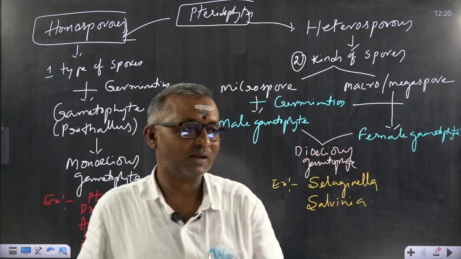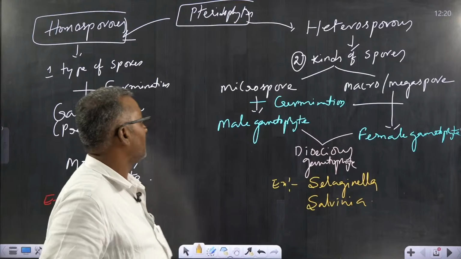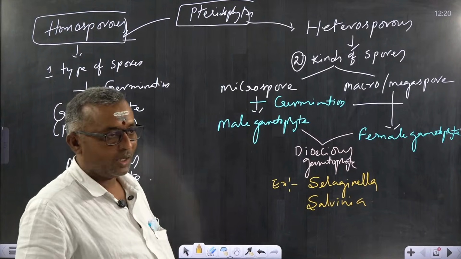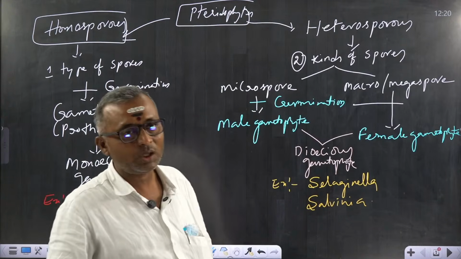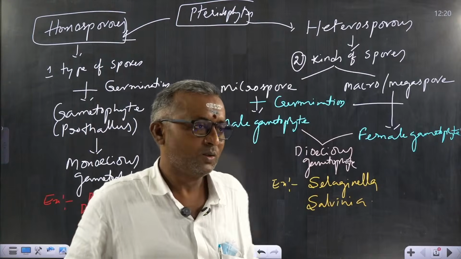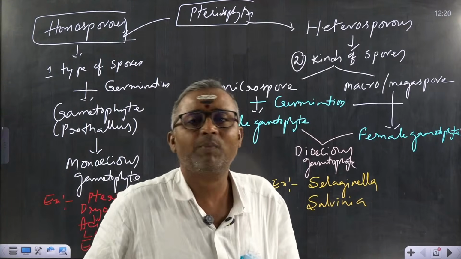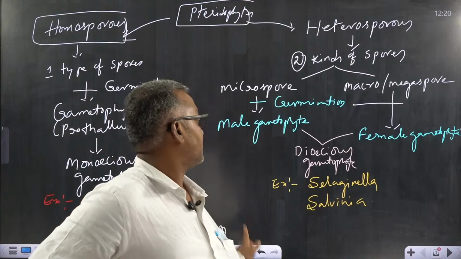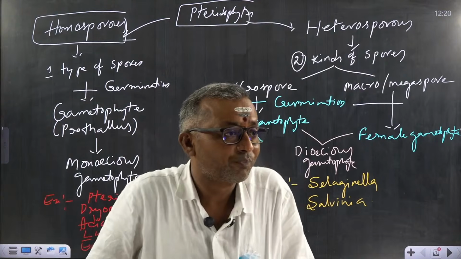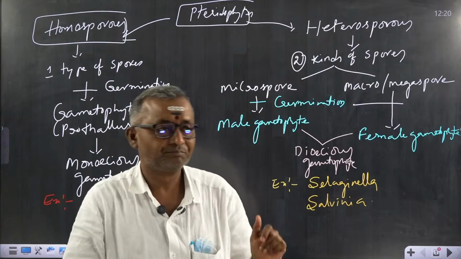Understood? This is very, very important. So they also have this restricted geographical distribution. These things are very important with respect to these pteridophytes. Have you got the clarity now?